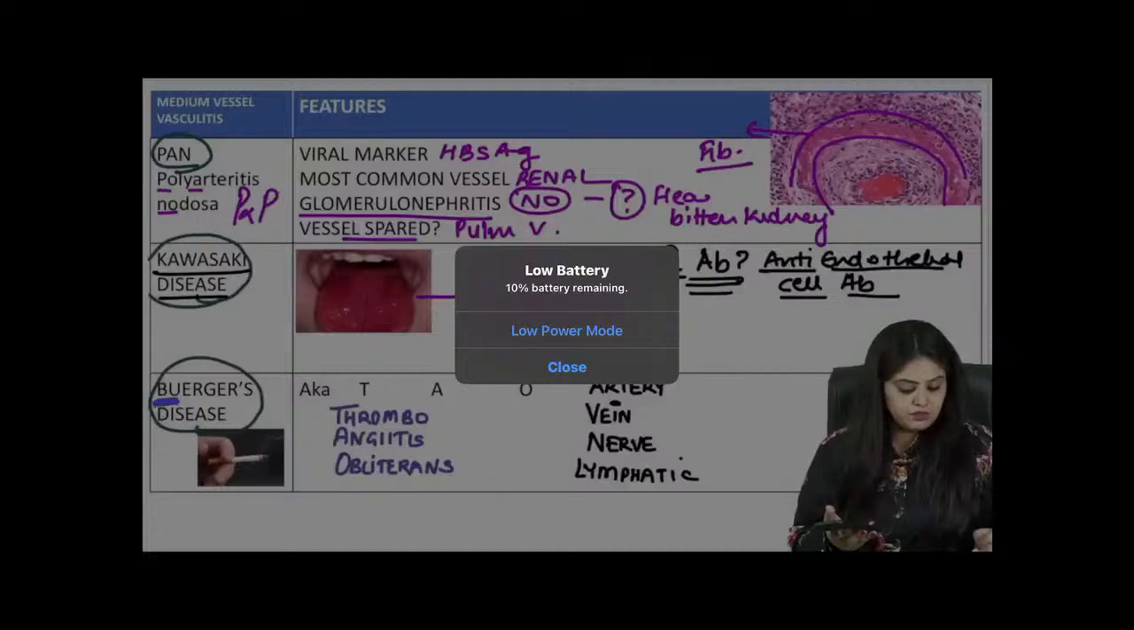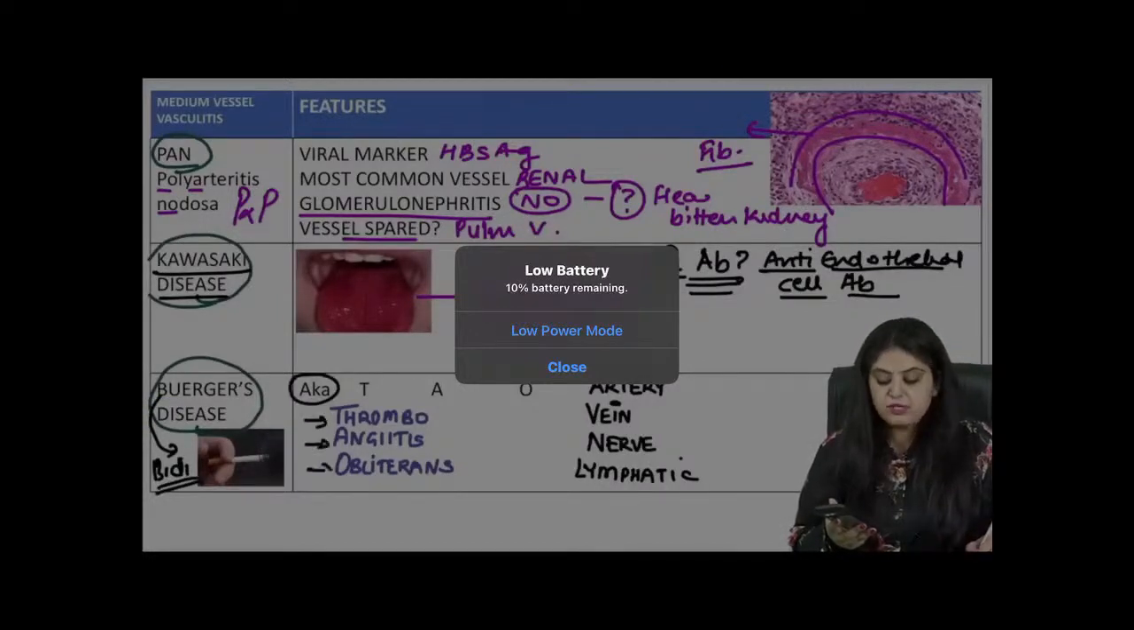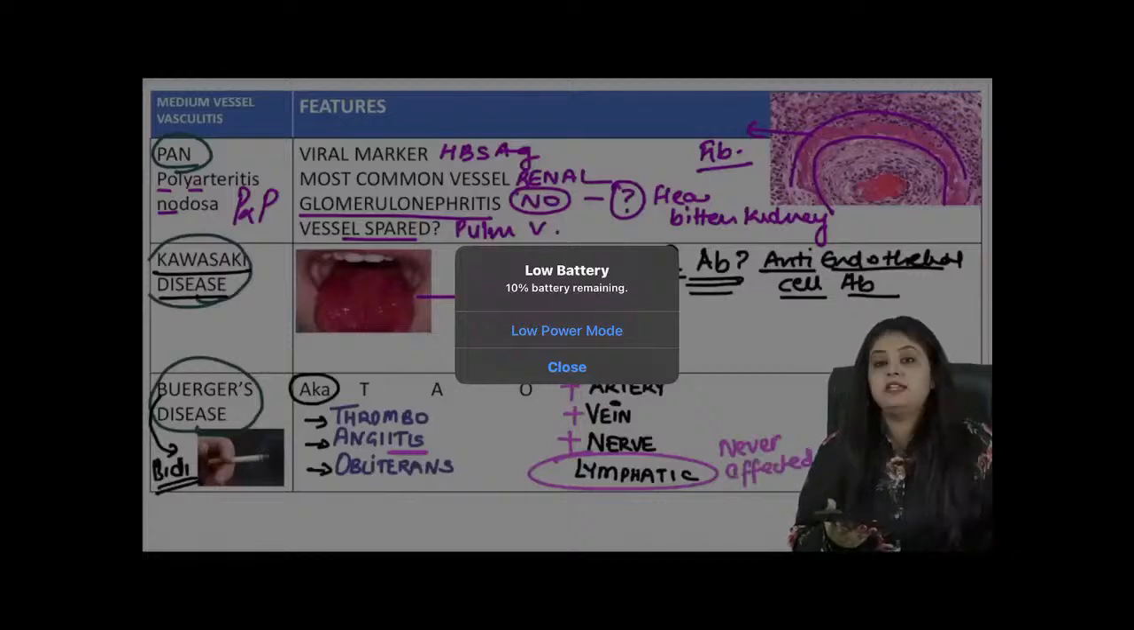Now Kawasaki, I think no one will ever have a problem because Kawasaki is the strawberry tongue appearance and no one forgets it. What extra question will come? They will ask you the latest update: which antibody is found in Kawasaki disease? It is the anti-endothelial cell antibodies. This is something they will be asking you. I think this is the potential exam question for this time. Kawasaki is anti-endothelial cell antibody. Don't miss out on this point at all. This was last year's PYQ in FMG and NEET.